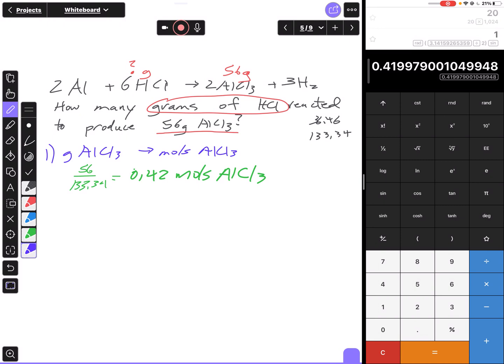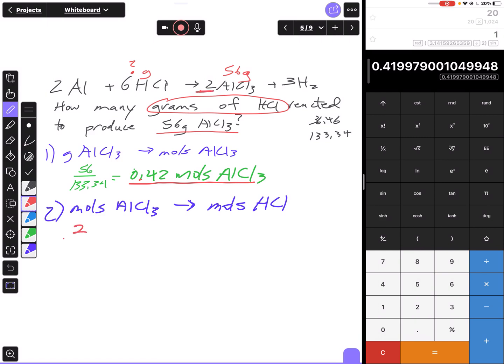Alright, so my next step is I want to go from moles of AlCl3 to moles of my new substance, which what I'm looking for is HCl, so I got to go to moles of HCl. I do that using my balanced equation. Now, remember in this problem, I got moles of AlCl3. So I look at the coefficient that's in front of AlCl3, which is a 2.